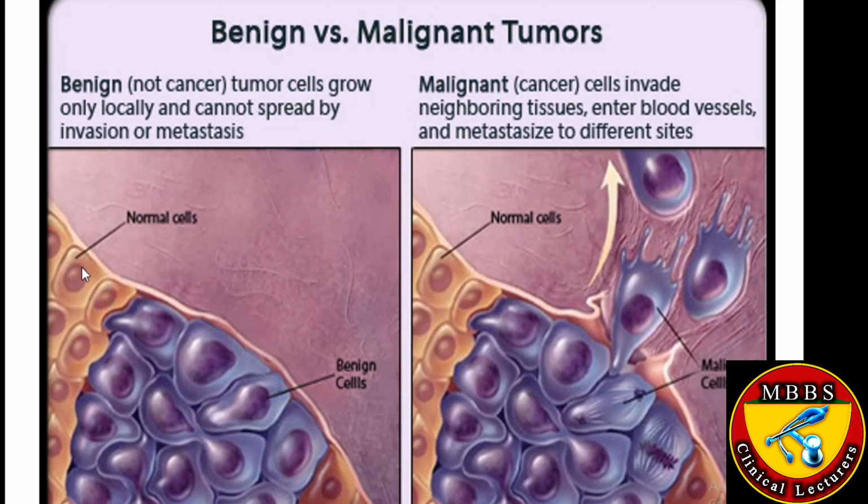Okay, the normal cells and the benign tumor cells. Some variation may be present in the benign cell, but it usually resembles the normal counterpart or the normal tissue cell that it is arising from. So benign tumor cells grow only locally, first point. It cannot spread by invasion or metastasis, second point. And the third, it is well differentiated, that it resembles the normal cells. We use the word well differentiated.